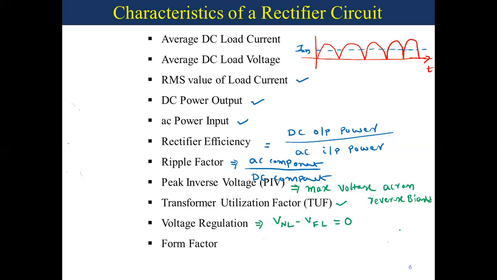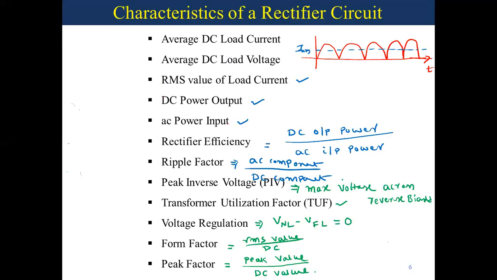And next one, form factor and peak factor. Form factor means RMS value by DC value. And peak factor means peak value by DC value. So these are some of the important characteristics of a rectifier. For every rectifier circuit, you can calculate these parameters.